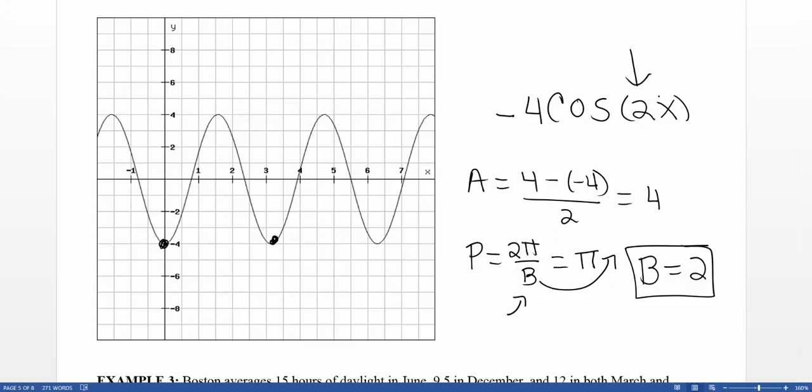Now, I need to determine if it's been shifted. Again, I see that this function is symmetric about the x-axis. It varies between 4 and -4, the same number in the positive direction as the negative direction, and that tells me that it hasn't been shifted. However, if I use my shortcut formula, I can add 4 plus -4, which is 0, divided by 2. 0 divided by anything is 0, so my shift is 0. There's no shift here. So my function for this last one is -4 cosine of 2x.